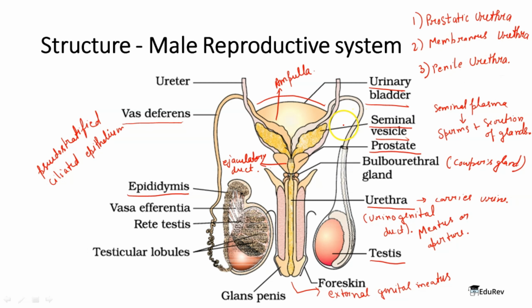If we say the longest part of the urethra, what is it? Obviously it is the penile urethra, as you can see here. It is the longest part out of these three parts. Longest.